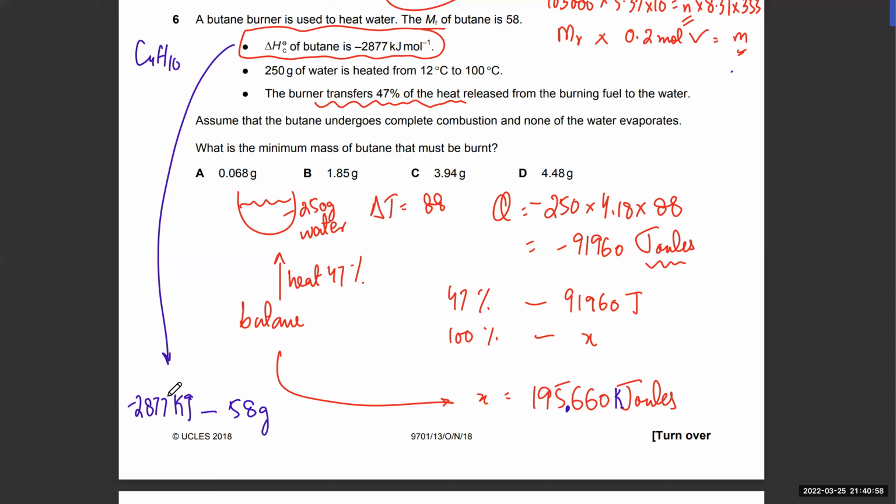So it produces this much. So what is our butane producing? That's producing 195.66 kilojoules of energy, so I'm going to use ratio. What is the mass of butane that's going to be burning? Because I know that 58 grams produces this much. So how many grams would produce this much? So it's going to be 58 into 195.66, and then divided by 2877. Which comes out to be C.